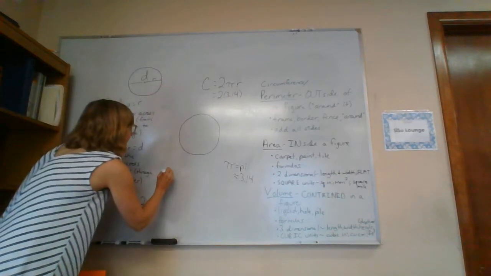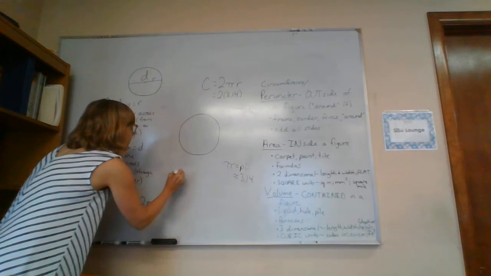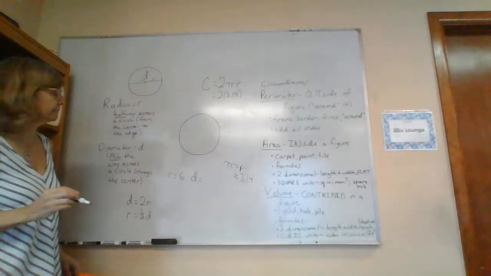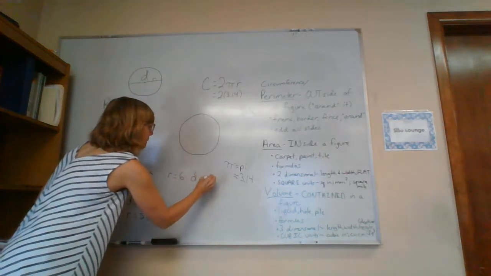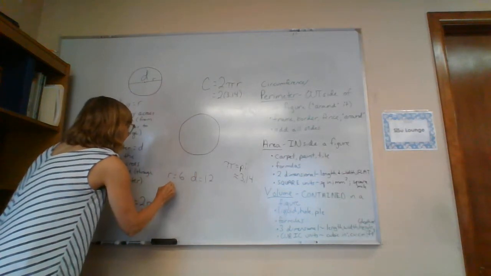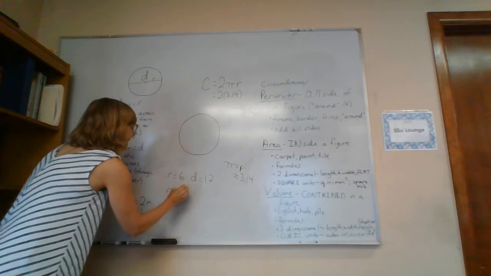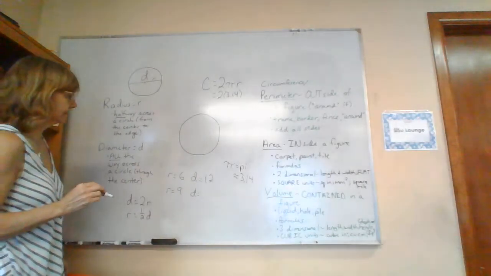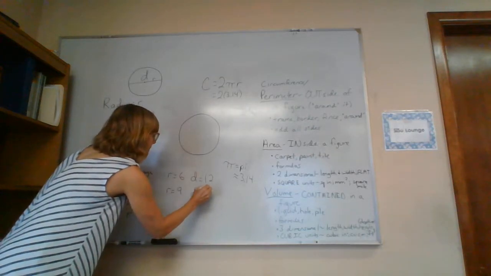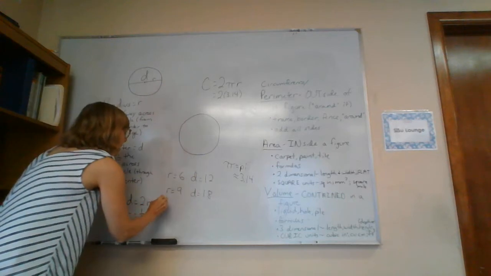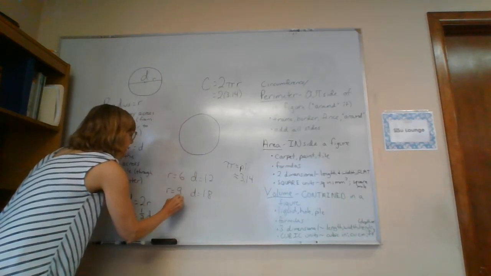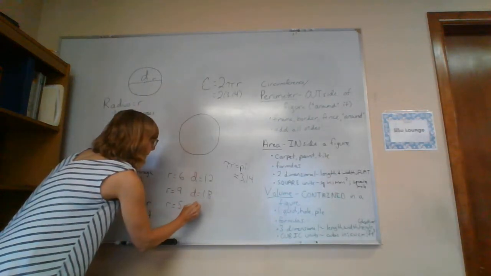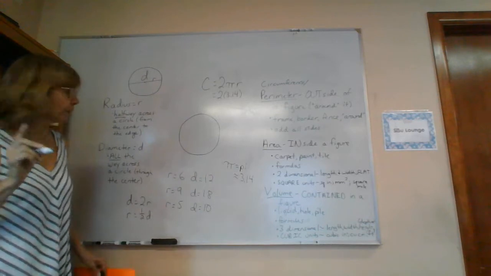If I say that the radius of a circle is 6, what is the diameter? 12. If I said the radius of a circle is 9, what is the diameter of that circle? 18. If I say the radius of a circle is 5, what's the diameter? Excellent, it's 10. But let's go the other way now.